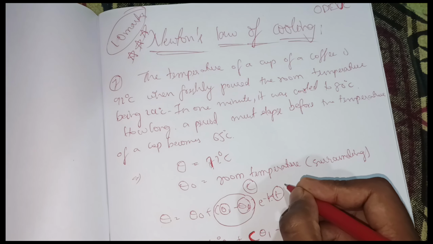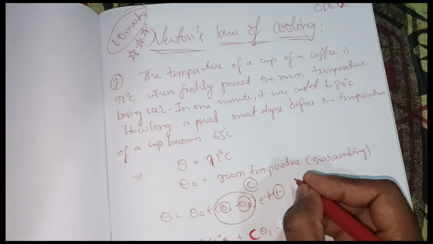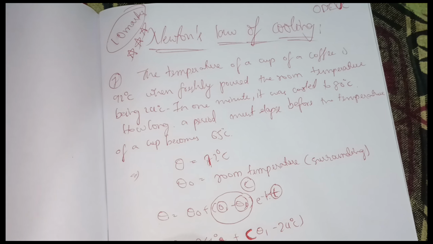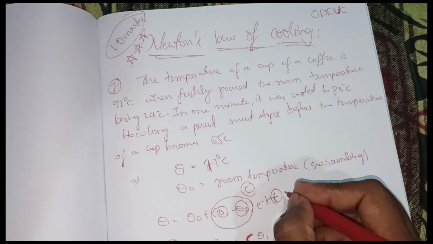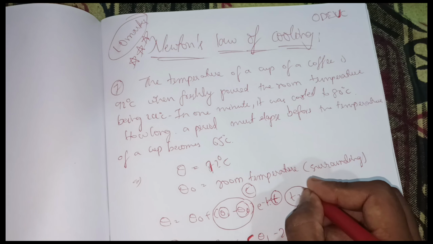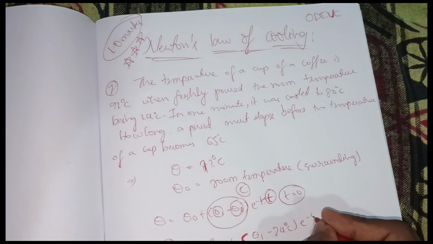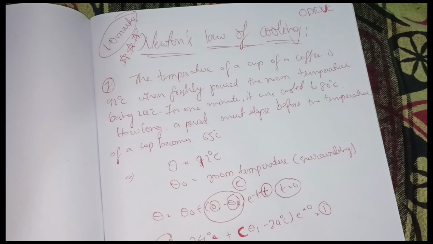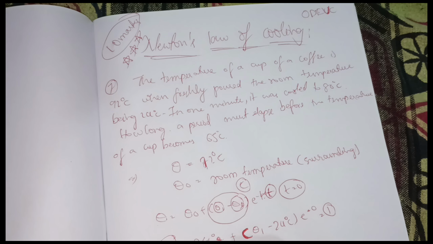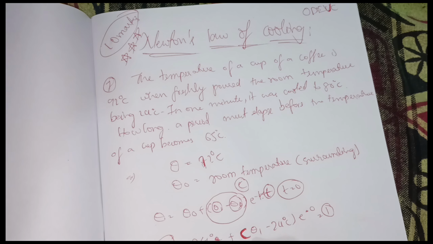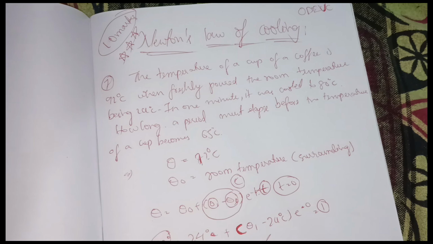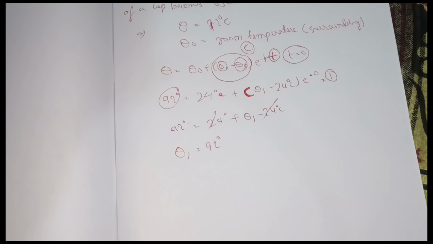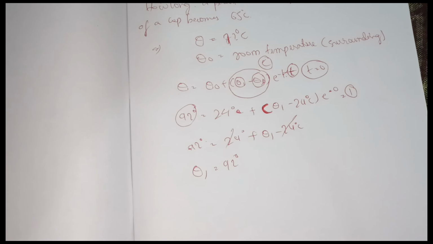Temperature at the beginning is 92 degrees centigrade, but at the time t equal to 0, e power minus 0, or e power 0, equal to what here? 1. So we will take directly 92 degrees equal to 24 degrees plus theta 1 minus 24 degrees centigrade. This will be cancelled out. Theta 1 equal to 92 degrees centigrade. So next we should find what here?